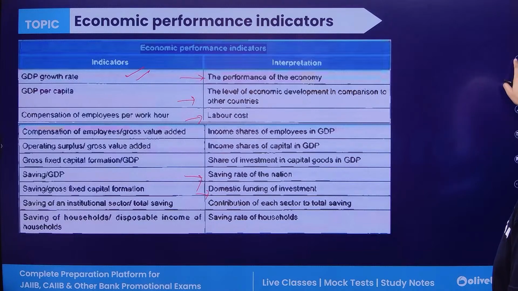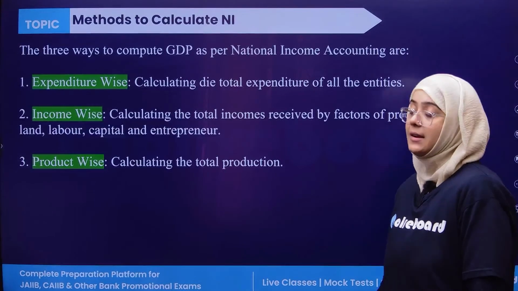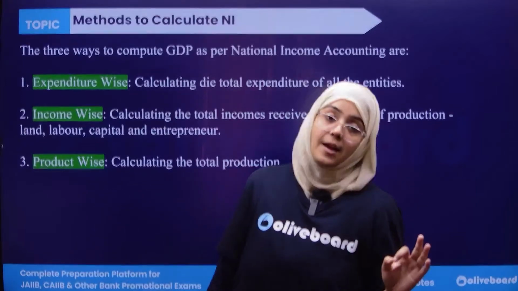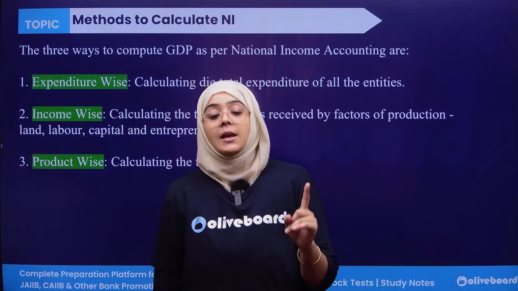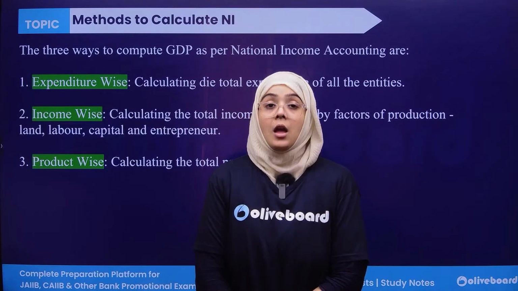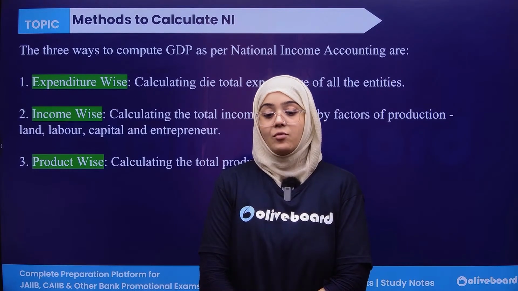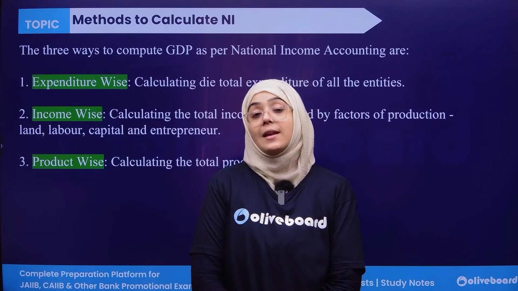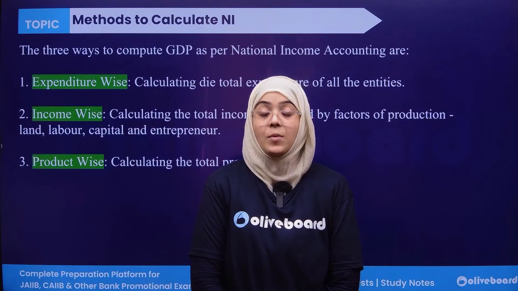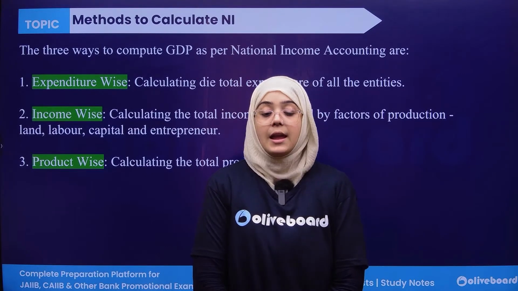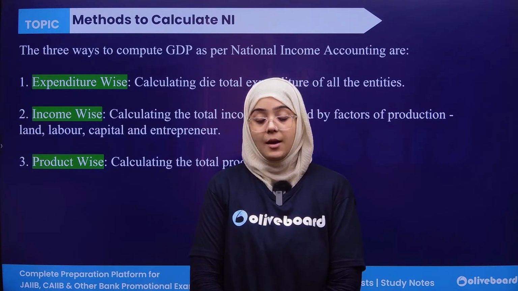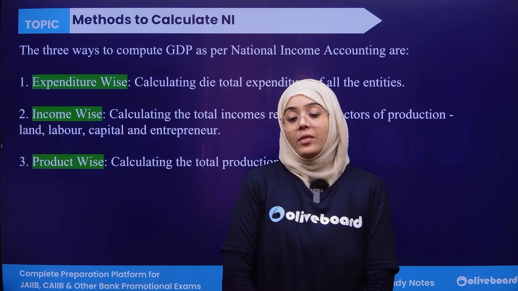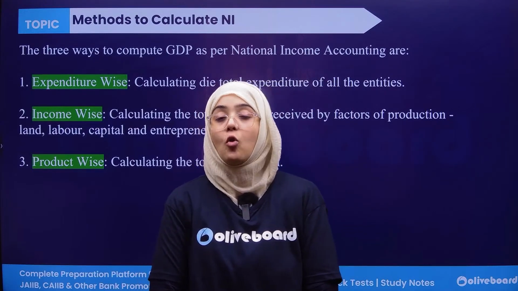Now, if we talk about the calculation of national income, always remember that national income is calculated in three ways. What are these three ways? First of all, there is the expenditure method. Second, there is the income method. And third, there is the production, or you can say the value added method. So there are only and only three ways to calculate national income: production or value added method, income method, and expenditure method. Clear? This is the short overview of the chapter.